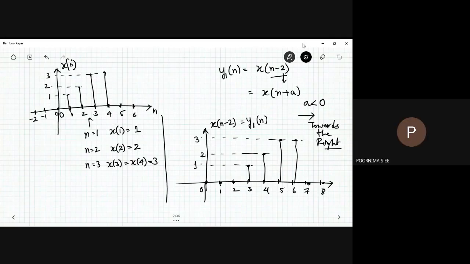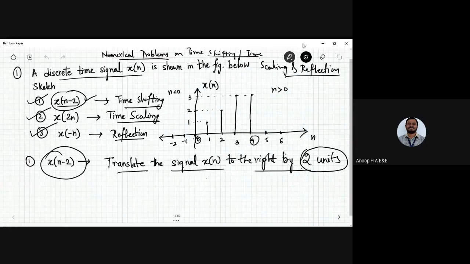Yes. Sir, can you explain once again? Sure. Yes. So you know the signal x of n, right? Hope the signal x of n is clear to you. This is the given signal. Okay. I can show it in the question itself. This is the given signal x of n.